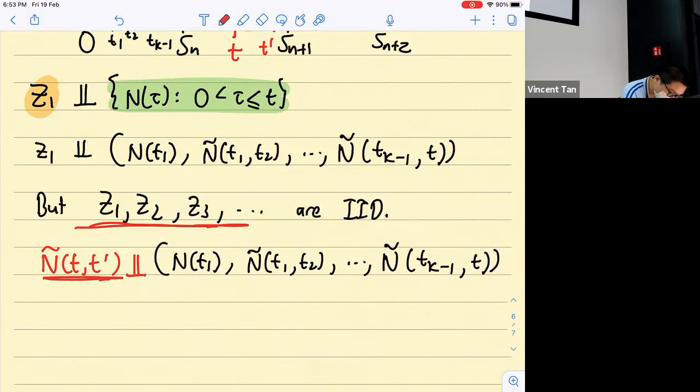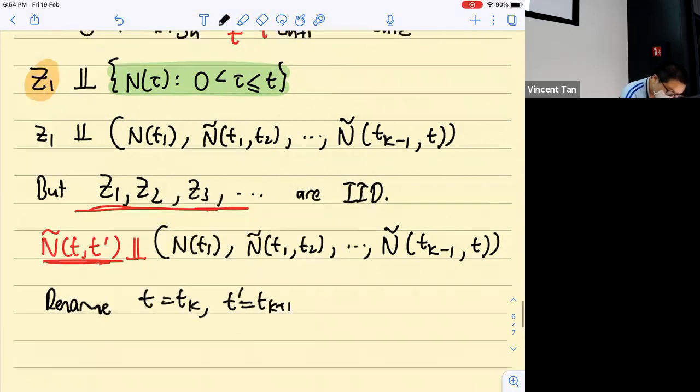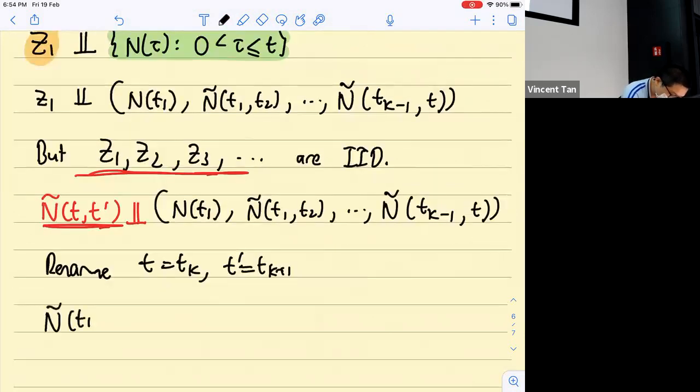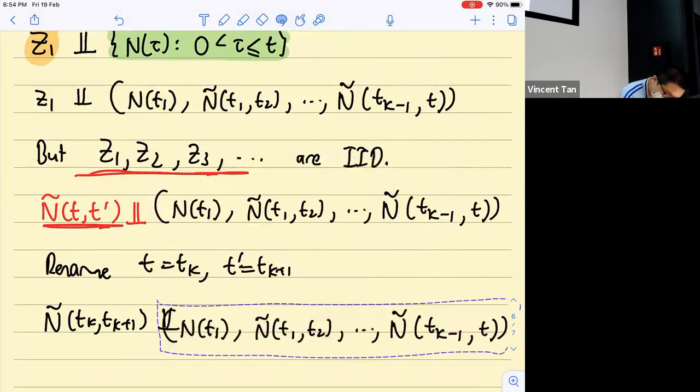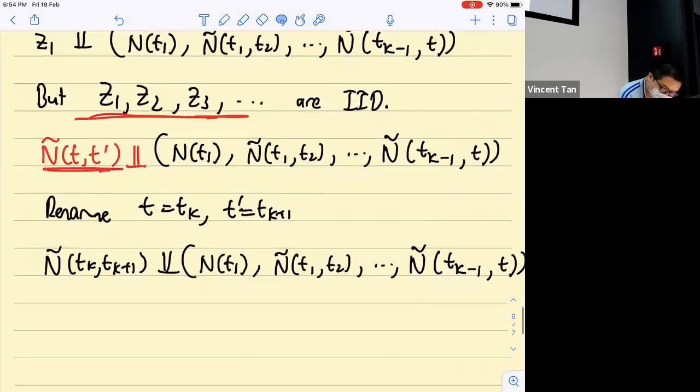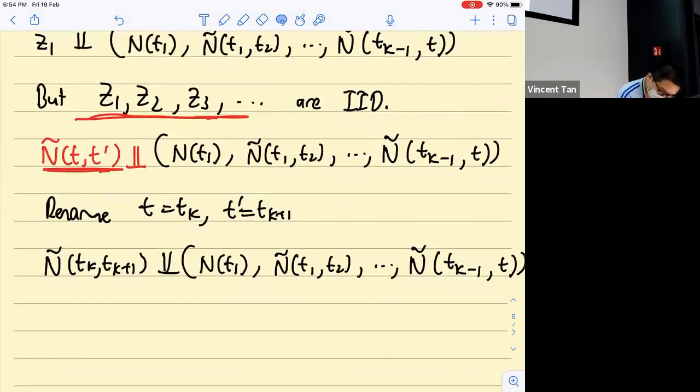Now we can do renaming. Rename t to be equal to tk and t prime to be equal to tk plus 1. Then what we get is that the Ñ of tk plus 1 is independent of all this stuff before. And we are done. So this part here, I have to be very careful. This, I rename it to tk.